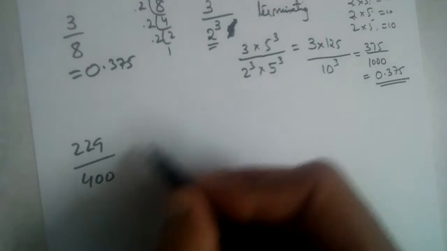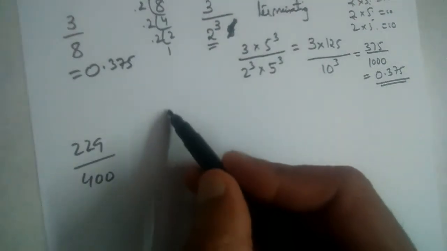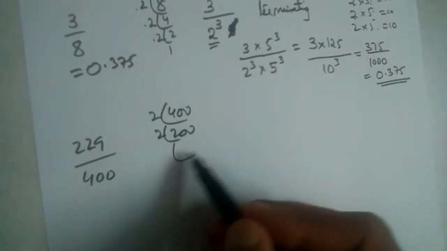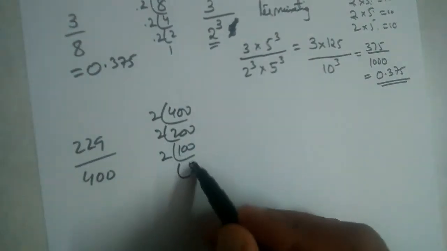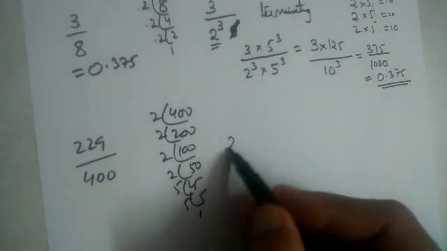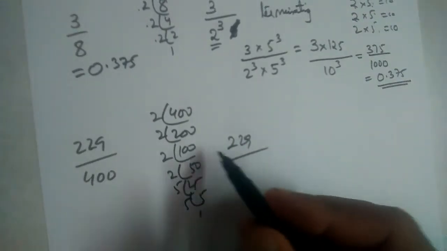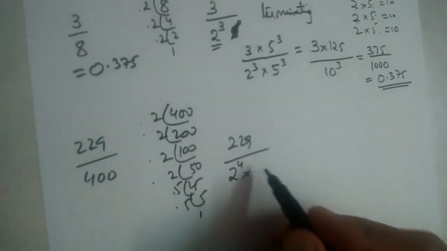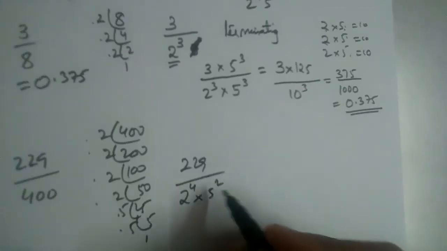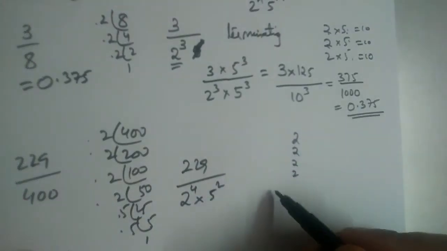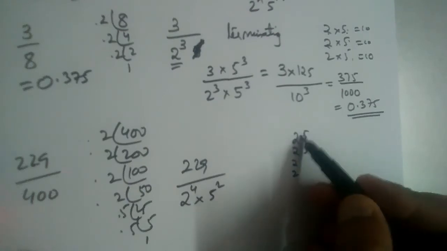Okay, so 229 by 400. Now let us find prime factors of 400. 200, 100, 50, 25, 5, 1. So 229 divided by 400. So this is 2 power 4 5 square. Okay, so we have 2 4 times and 5 2 times, right?